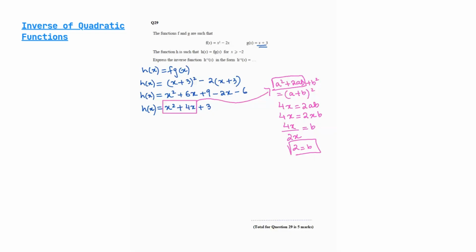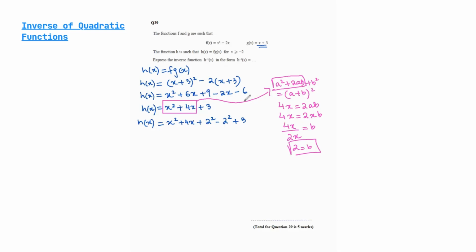Which means we can rewrite this as x squared plus 4x plus 2 square, because that's b square. But then again, we'll also write minus 2 square along with plus 3. The reason why we wrote minus 2 square as well is because plus 2 square is a new term that we introduced in the equation. It did not exist before that. So since we're adding something new, we have to subtract that as well.